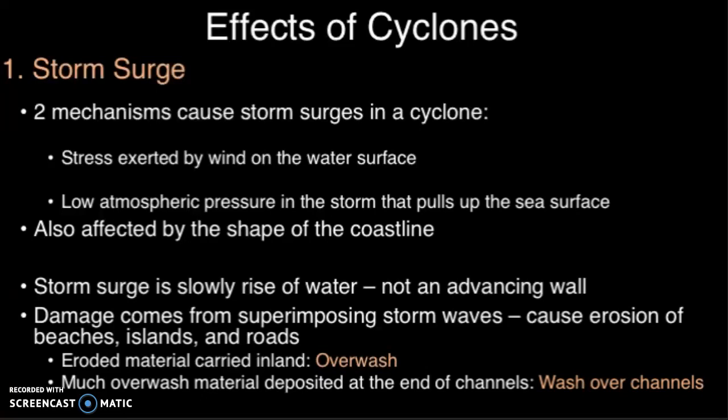So these superimposing storm waves on top of the slowly rising water are going to cause erosion of beaches, islands, roads, whatever they come in contact with. It could be houses, it could be trees, whatever comes in contact with them. All of this eroded material that comes from the wave action is going to be carried inland as the level of the water increases.